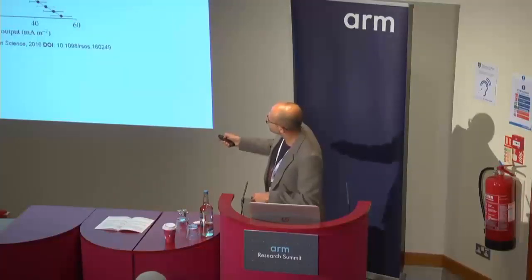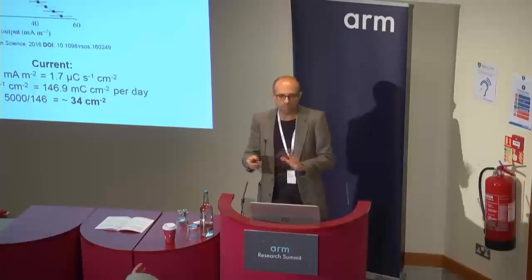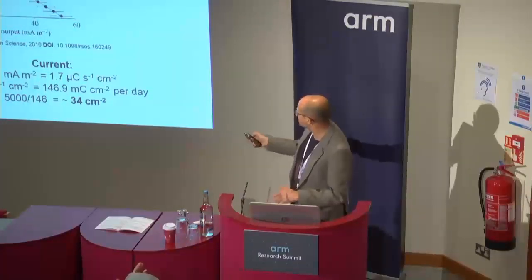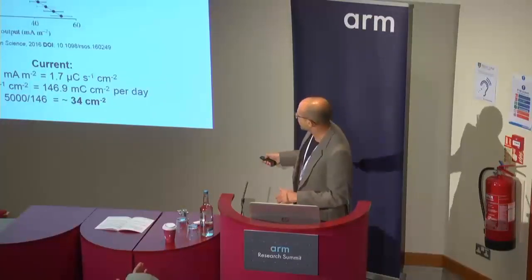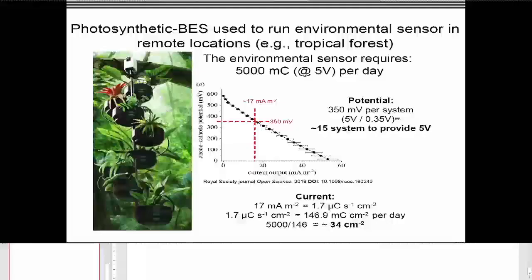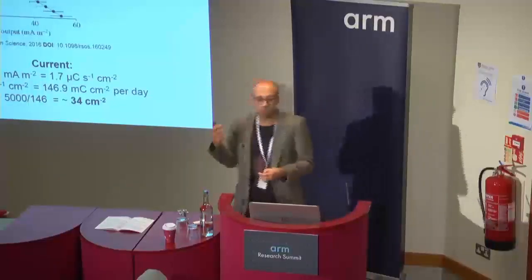By taking, say, 350 millivolts, we are draining 17 milliamps per square meter. So if we need to reach 5 volts, I know there are several ways to do it. If we're just thinking of putting together 15 systems, we can do it in terms of voltage. And in terms of current, we just need a system that is at least 34 square centimeters. So I'd like to say not very much. I mean, feasible. Forests are quite big, so in terms of space, we are not really having trouble in this respect.